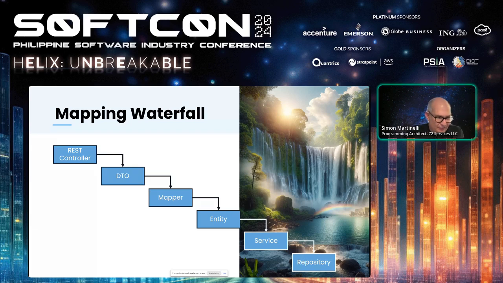The mapping waterfall is the same as we've seen before. So we have a REST controller that uses DTOs because we don't want to expose entities at the API layer. Then we use a mapper. In my case, I used object mapper, and this then maps to an entity, and the entity is sent to the service. In my case, I don't have a service. I use the repository directly because my example application is so simple. It doesn't make sense to add an additional layer, and the repository stores the data to the database.